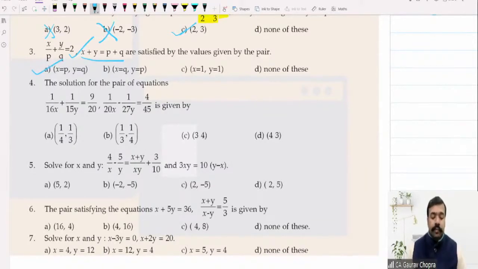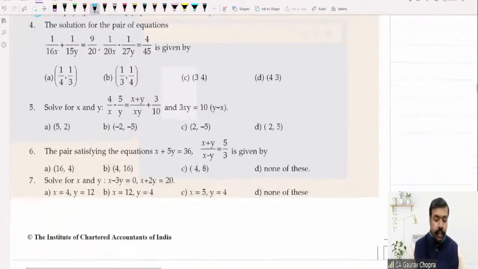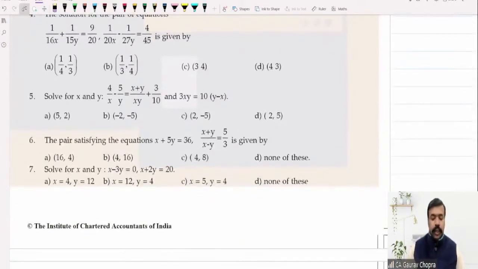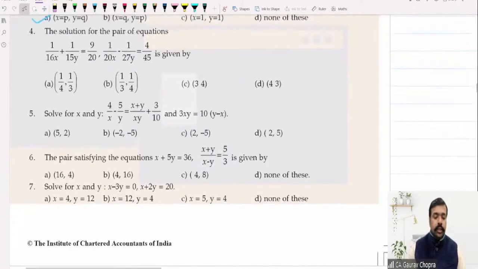Now, you have to be careful while solving question number 4, because this is in fractions. Whenever the questions are in fractions, they are a bit tricky. You have to calculate very carefully. So come on, guys, you can try the fourth one as well. Substitute the options and see which one is correct.